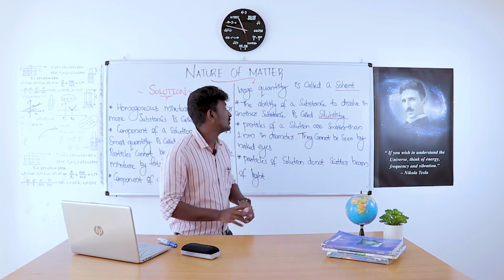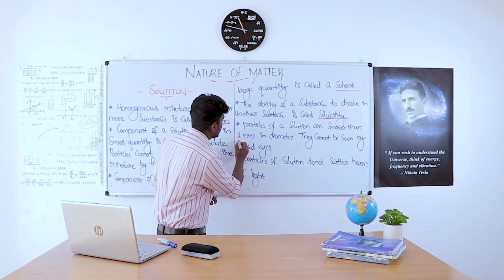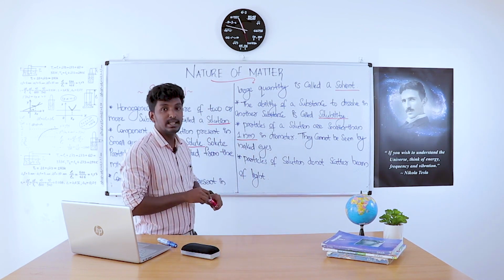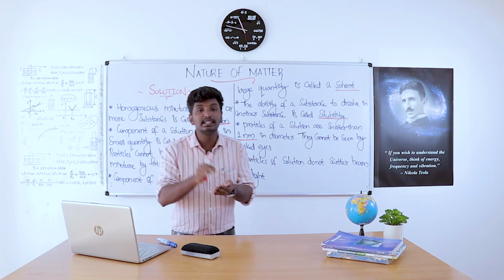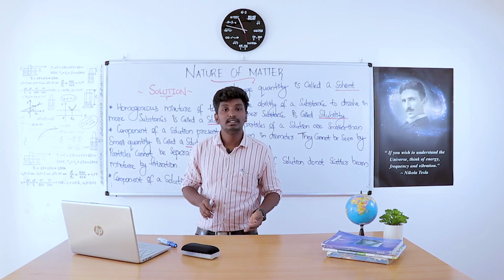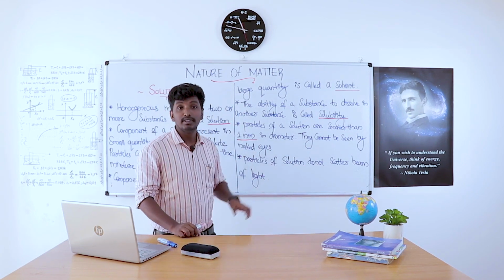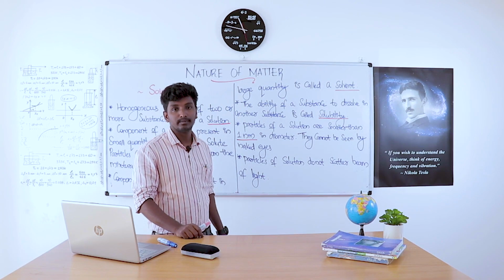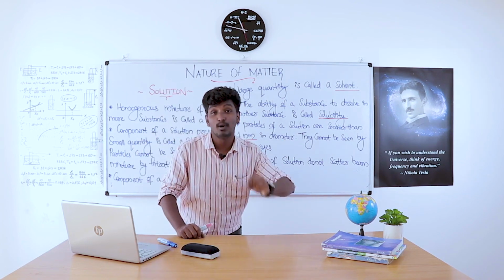Then the particles of a solution are smaller than 1 nanometer in diameter. That means these particles are very small. If the diameter is much less than 1 nanometer, they are very, very small particles.